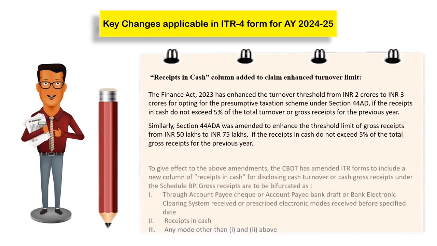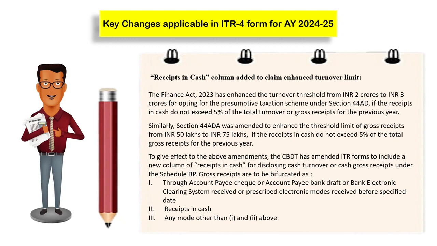To give effect to the above amendments, CBDT has amended ITR forms to include a new column of receipts in cash for disclosing cash turnover or cash gross receipts under the Schedule BP. Gross receipts are to be bifurcated as receipts through account payee cheque or account payee bank draft or bank electronic clearing system received or prescribed electronic modes received before the specified date, and receipts in cash or any other mode other than 1 and 2 above.